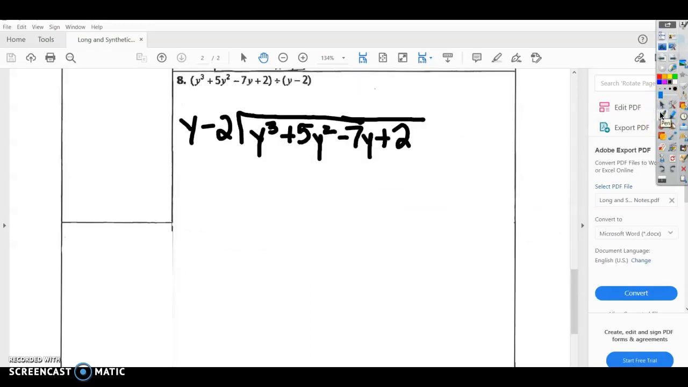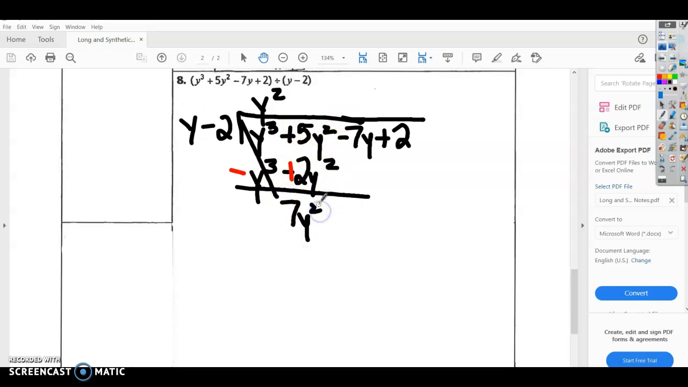All right, let's look at one more example. This time we're dividing a binomial into a polynomial of degree 3. You can see this one has a cube to begin with. So we're going to say y divides into y cubed y squared times. Y squared times y is y cubed. Y squared times negative 2 is negative 2y squared. And I'm going to subtract all the way across. So subtract here, subtract that becomes positive. This is going to cancel. 5y squared plus 2y squared is 7y squared. Then I'm going to bring this down, and I'm going to go ahead and bring down all of it, that way it's all right here together.